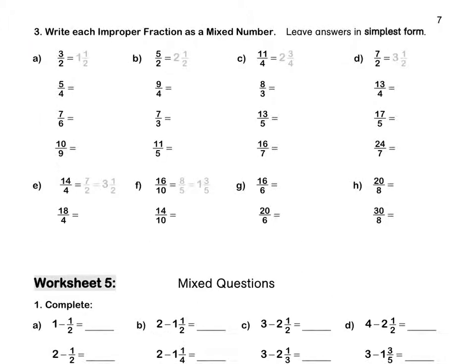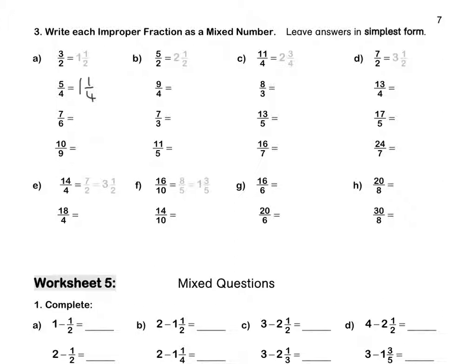Question 3. Write each improper fraction as a mixed number. Leave answers in simplest form. For A, 3/2 is 1.5. Directly beneath it, 5/4 is 1 1/4. Let's look at B. 5/2, 5 divided by 2 is 2, remainder 1/2.